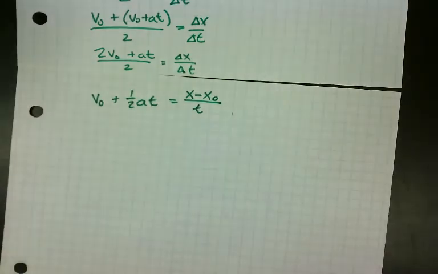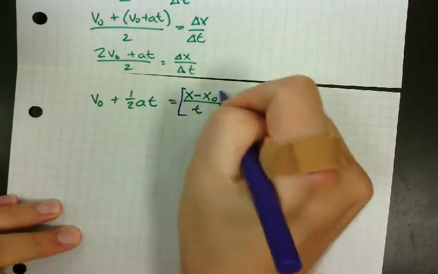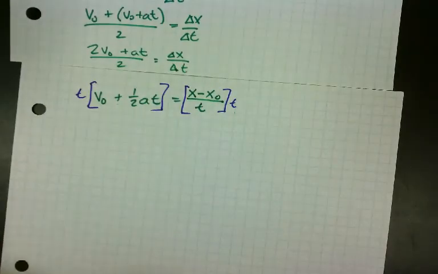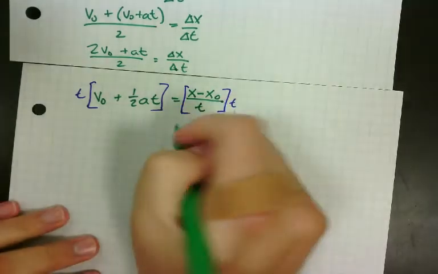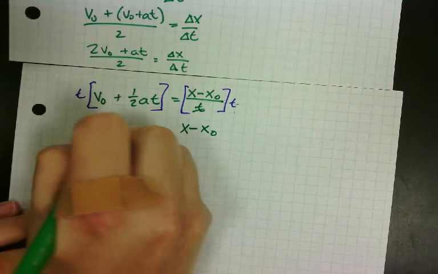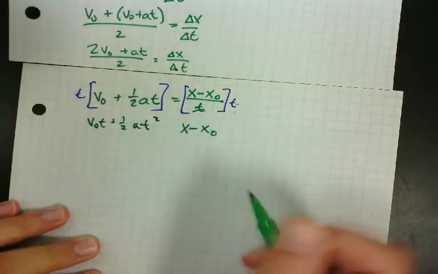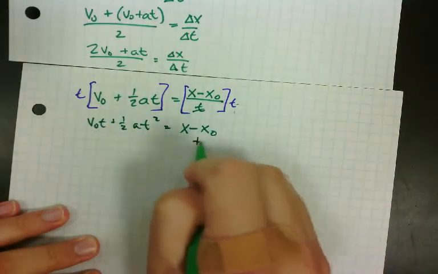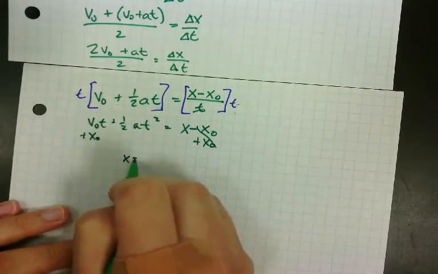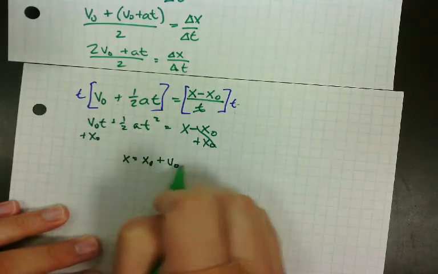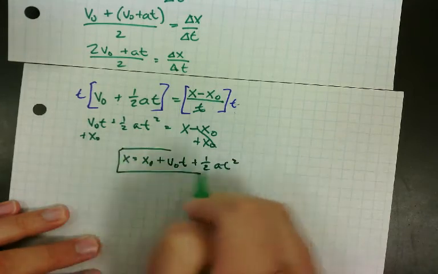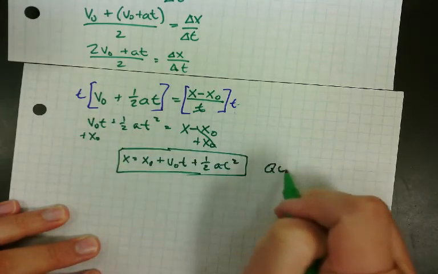Then I'm going to do what I did before, and multiply both sides by t. So then I have x minus x naught, because my t's canceled out, equals v naught t plus 1/2 AT squared. I can add an x naught to both sides to cancel out, and then if I just rewrite it the other direction, I've got x equals x naught plus v naught t plus 1/2 AT squared. So that is where the big chalupa equation comes from.